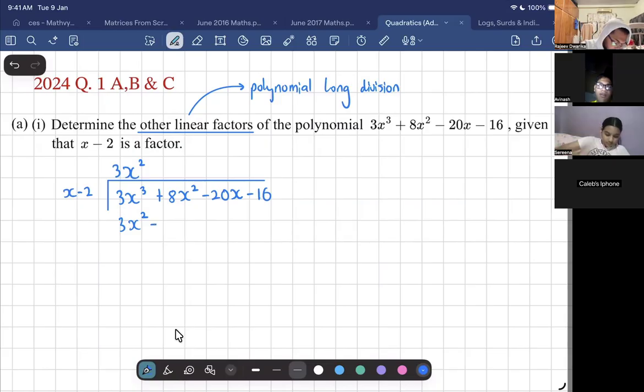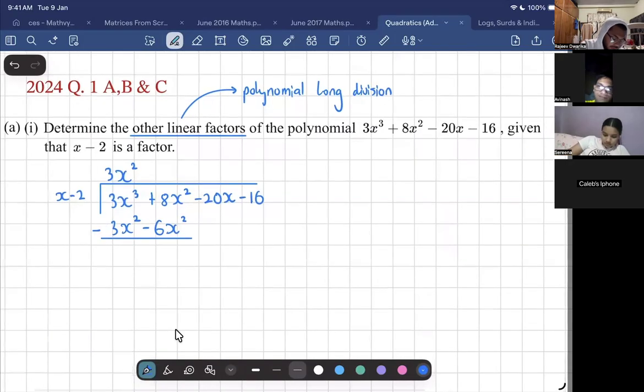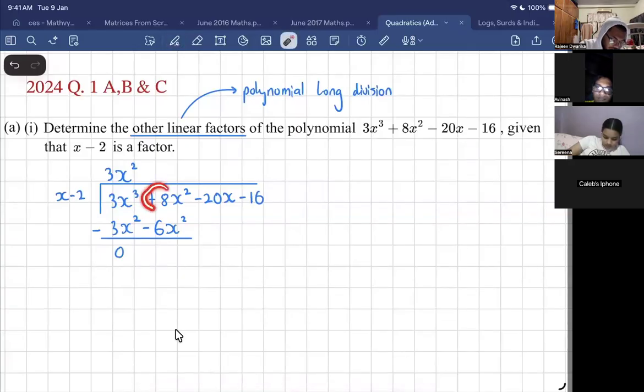What is 3 by 2? 6. I will minus 6x squared. Then we're gonna subtract. So Caleb, 3x cubed minus 3x cubed, tell me. Okay, and over here, take your time, 8x squared minus 6x squared. So Caleb, that minus and that minus gonna turn to what? Positive. So 14x squared.